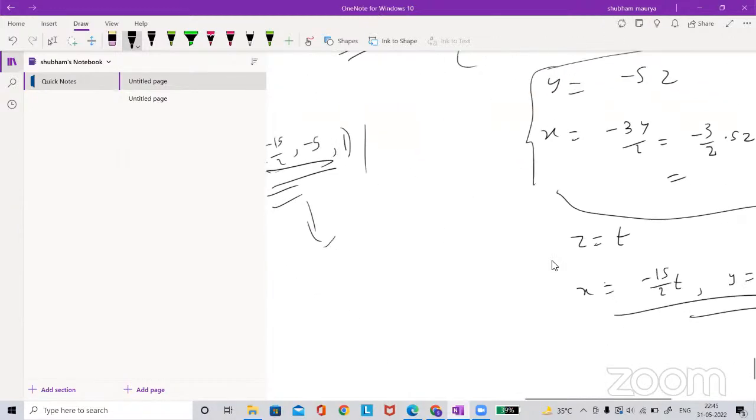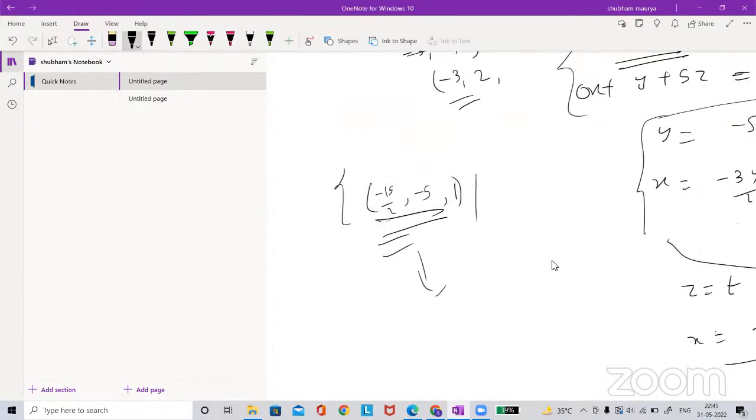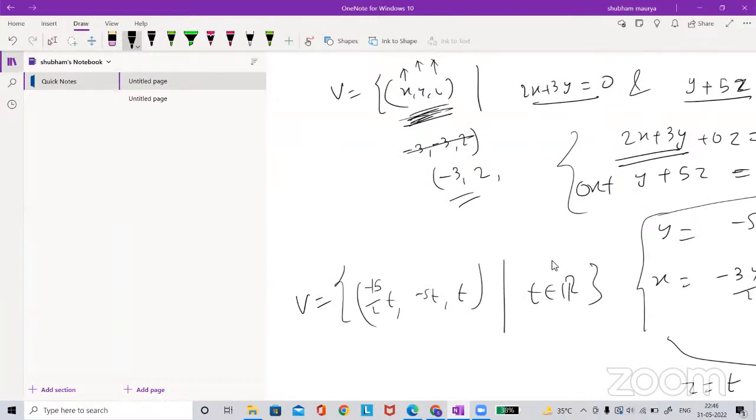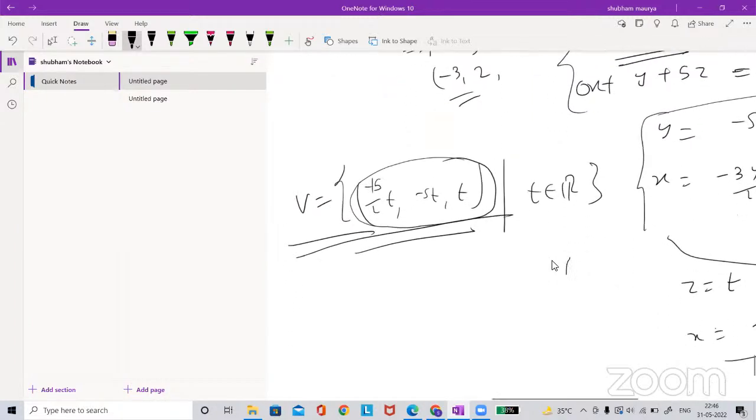That means that is the rank of the matrix, or rather dimension and rank. When you write it like here, -15 by 2t and -5t and t, you can write t as belonging to R. So only one vector is here, no? If you give t equal to 1, it means -15 by 2, -5 and 1.